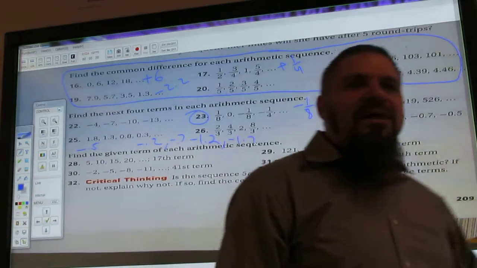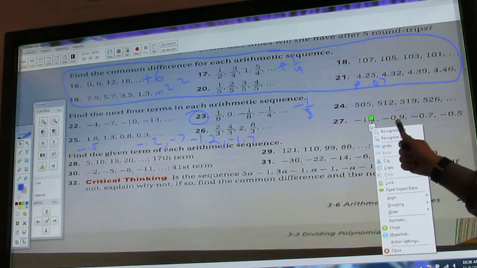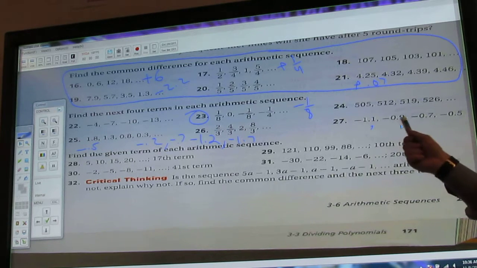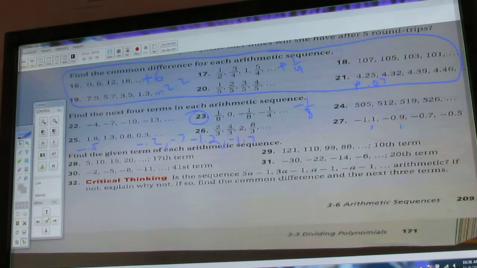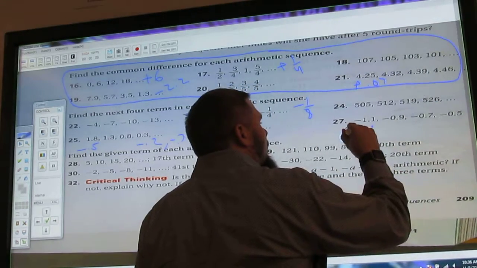All right, 27. How do I go from negative 1.1 to negative 0.9? So minus 0.8? It's actually getting bigger, so plus 0.8. No, close. Think of 11 and 9. How far away are they? 2. It's that simple, people. You're adding 0.2.